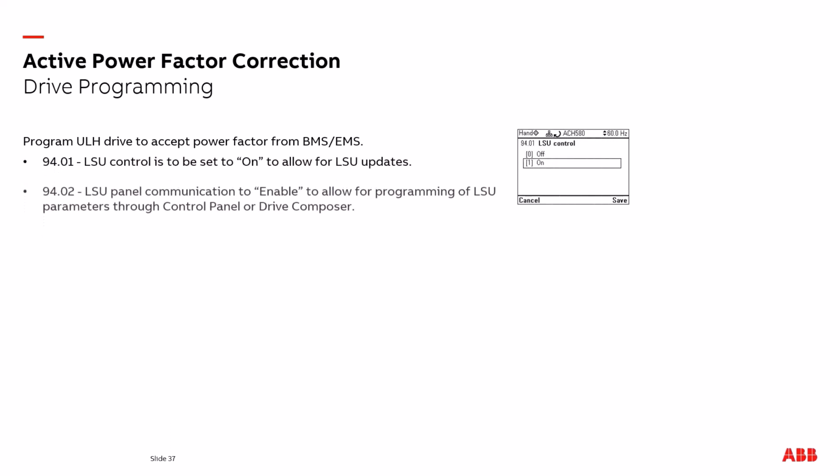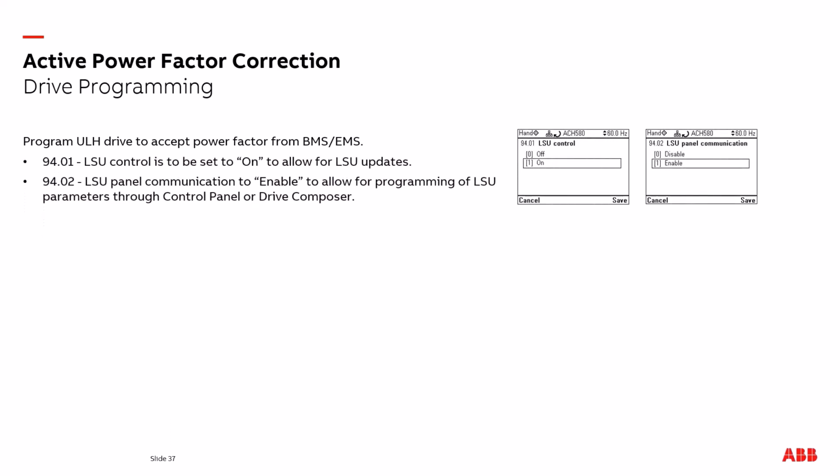For 9401 and 9402, by default, 9401 is set to on and 9402 is set to enable. This allows the front of the drive to accept updates and the programming to be done through the control panel or Drive Composer. Now you can change other parameters on the front of the drive, and this is by default. The line supply unit stop delay, you want to set to maximum. This allows the ultra-low harmonic drive to continue to do active power factor correction for as long as possible.